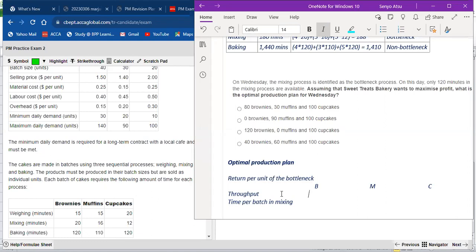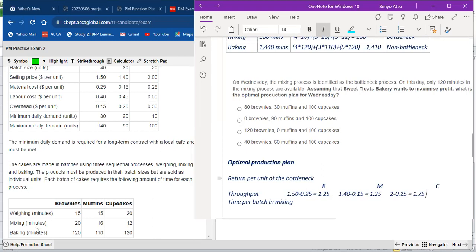Throughput is selling price minus material costs, which is the only variable costs in throughput accounting. Brownies: selling price 1.5 minus 0.25. Muffins: selling price 1.4 minus material cost 0.15. Cupcakes: selling price 2 minus material 0.25.